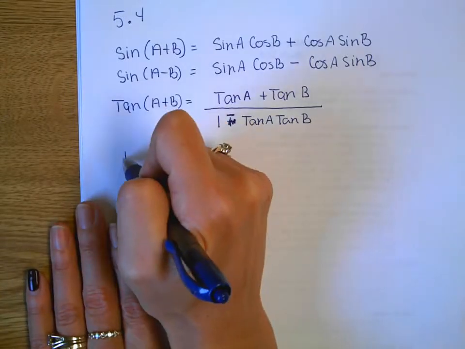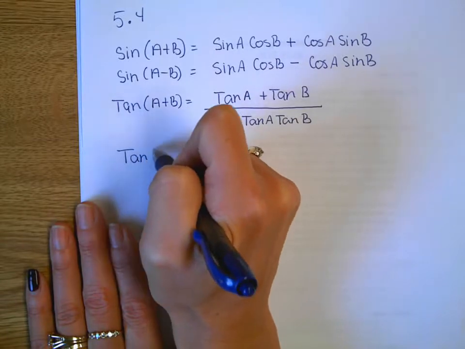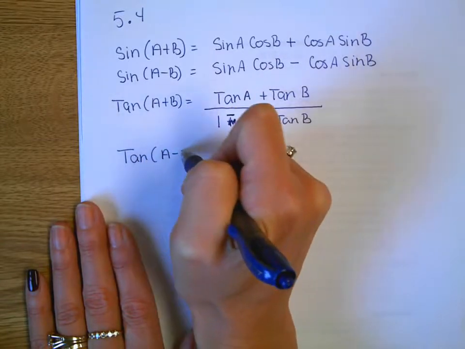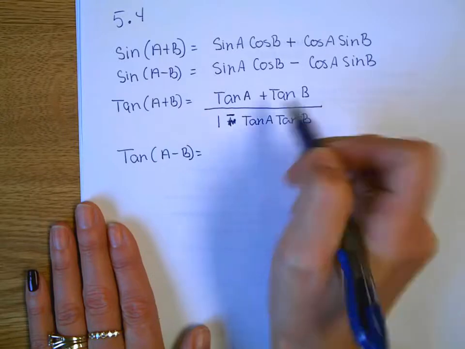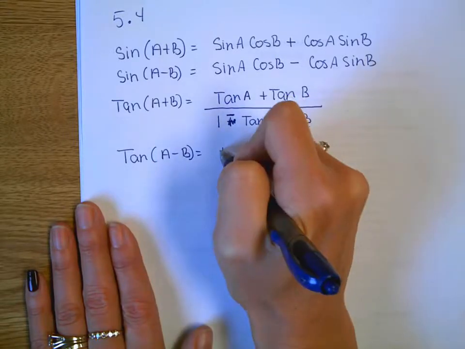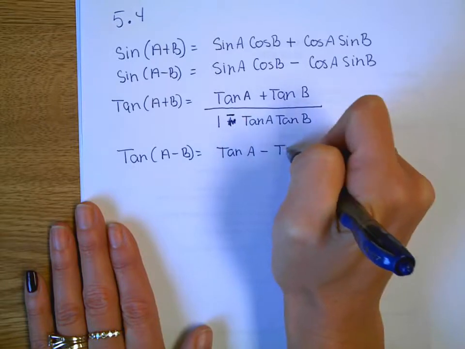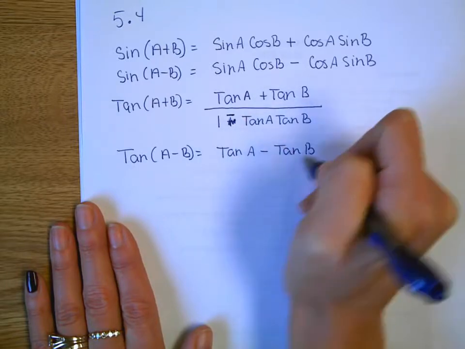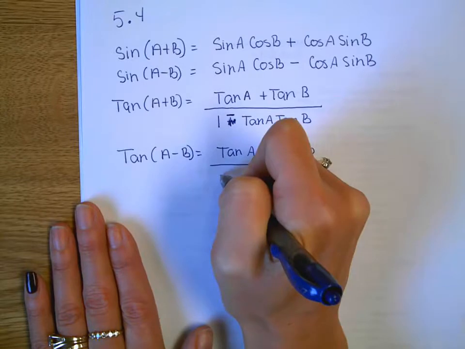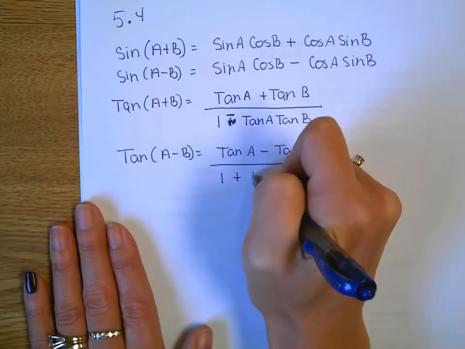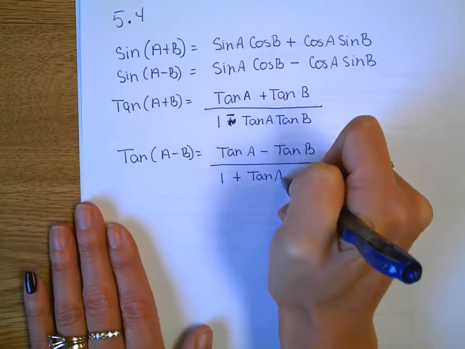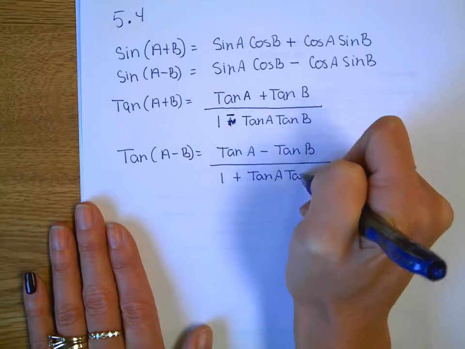And then the tan of a minus b. So the numerator is like distributive property, tan of a minus tan of b, all divided by 1 plus the tan of a times the tan of b.